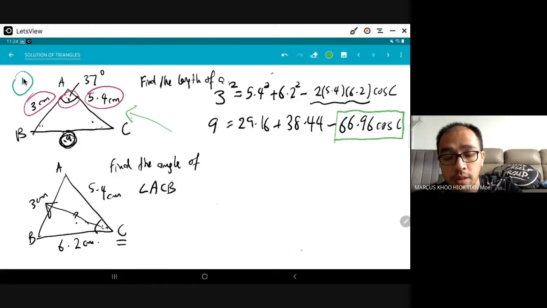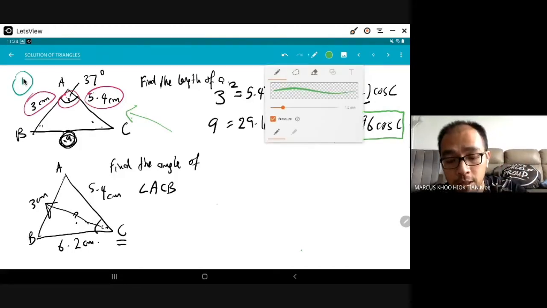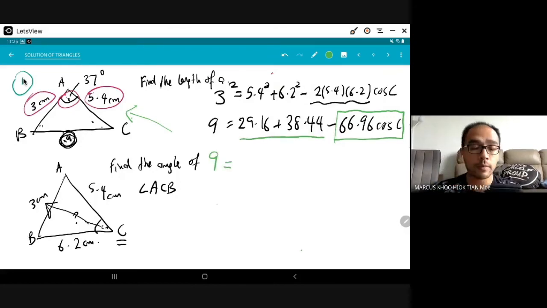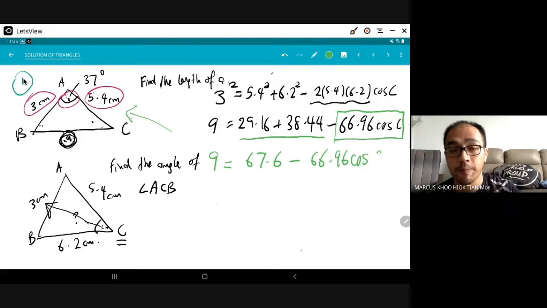So this is what you do. Pay attention, everybody, because if you make this mistake, I will definitely make you answer this question 100 times. First thing you do is you settle these two first. So 9 equals to 29.16 plus 38.44, which is 67.6, minus 66.96 cos C.